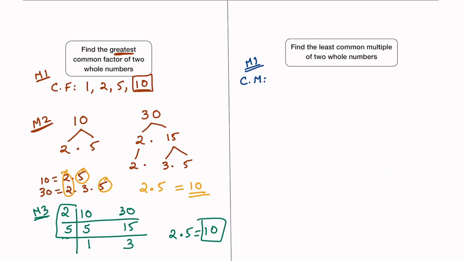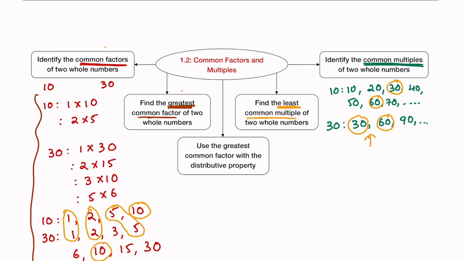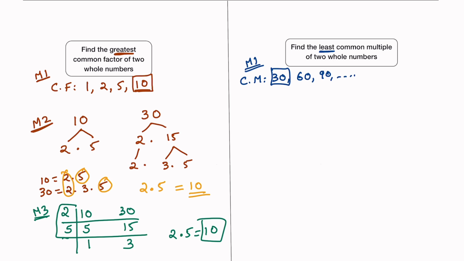So let's list them here. 30, 60, 90, and so on and so forth. Now the question is least, the smallest. And which one is the smallest here? 30. So the answer is 30. So it's based on this method. So if you understand this, the first method is already done.